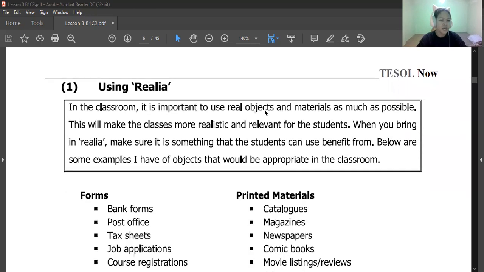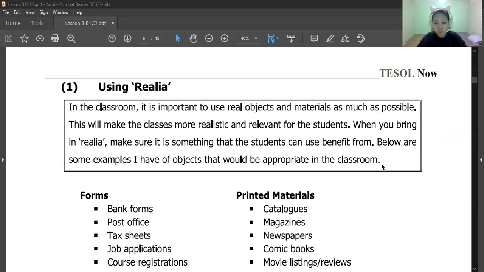What about realia? In the classroom, it is important to use real objects and materials as much as possible. This will make the classes more realistic and relevant for the students because, di ba nga, that's why most of us hate mathematics: we always think, paano ko ba maa-apply ang AX plus BY plus C sa pagbili ko ng pagkain sa tindahan, sa pagbili ko sa mall, sa pag-iipon ko? Kasi we cannot seem to make a connection of this information into the real world. That's why the retention of information or knowledge is not really successful most of the time.